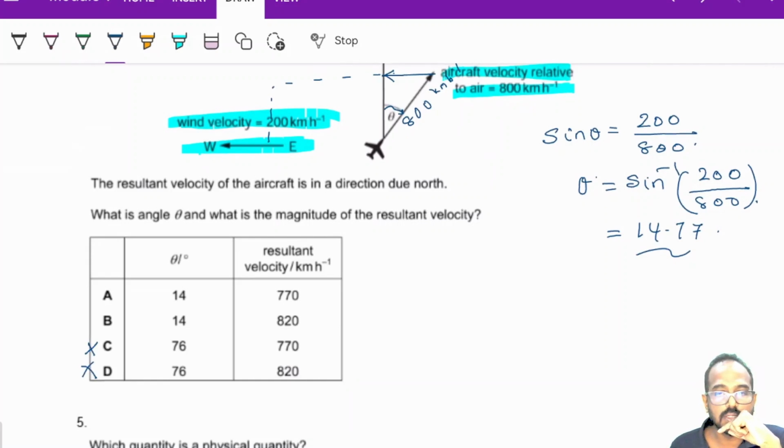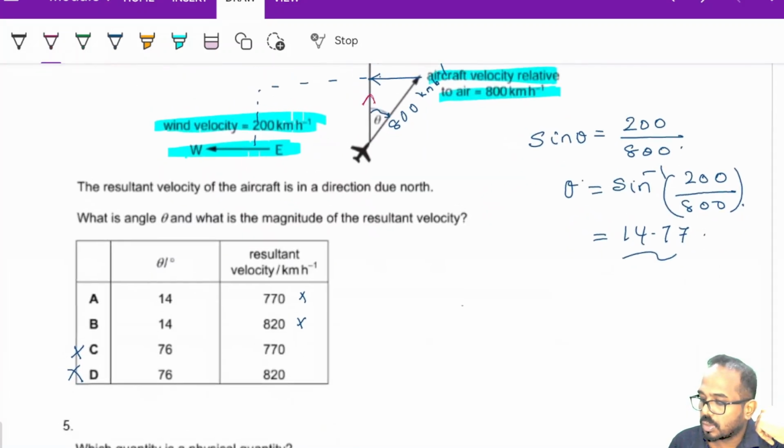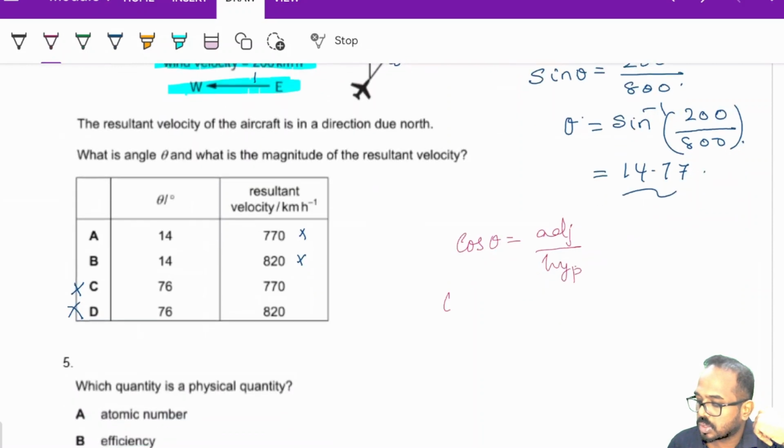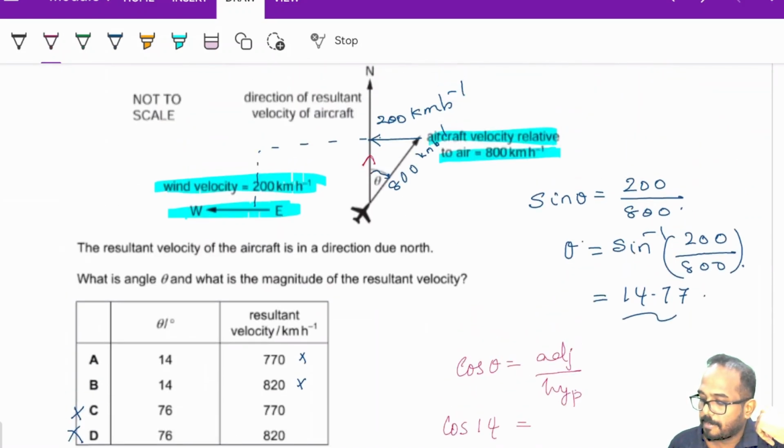So this can't be the answer, right? Now next step, you need to check the resultant velocity between these two, 720 or 820. Resultant velocity is in this direction, in the north direction. So what do you require now? Theta, it is the adjacent side, right? Adjacent side required means what? Cos theta. Cos theta is equal to what? Adjacent upon hypotenuse. So theta you already got. So cos 14 equal to, adjacent side is what? The resultant velocity, right?